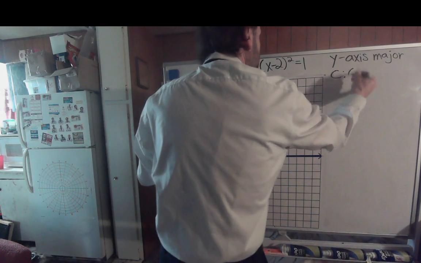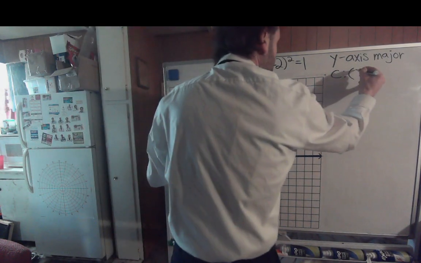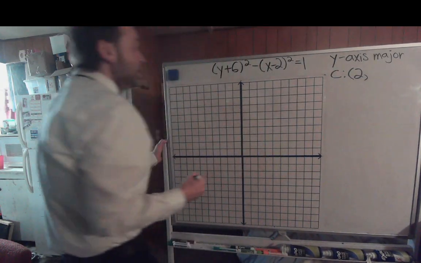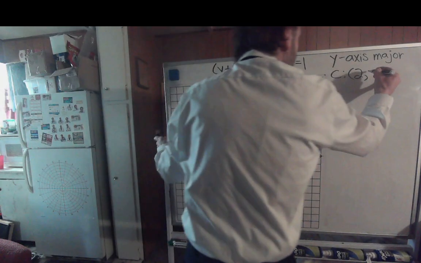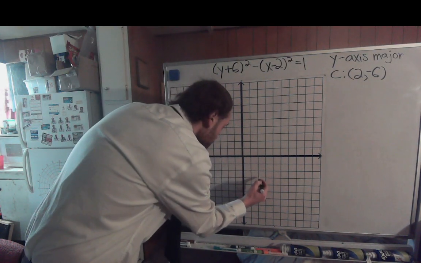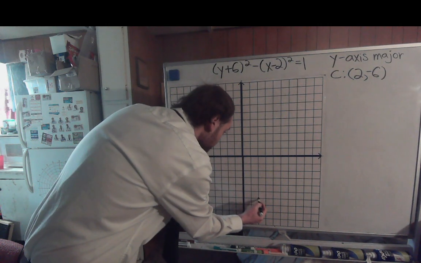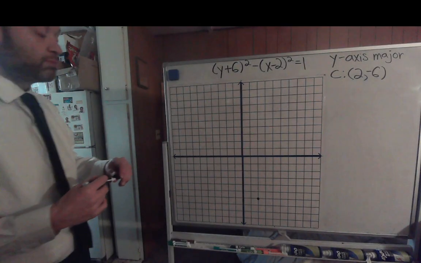So to find your x-coordinate, take that x minus 2, set it equal to 0. You would get x equals 2. And then take that y plus 6, set it equal to 0. You get your y-coordinate at negative 6. So the center is located at 2, negative 6. So there's your center right there at 2, negative 6 for this hyperbola.